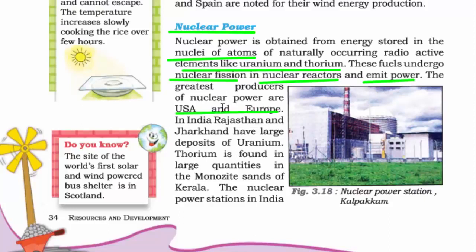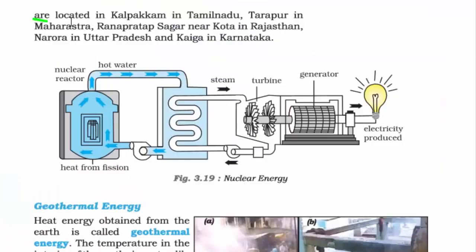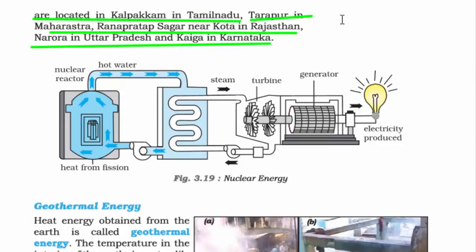Currently, USA and Europe are the largest producers of nuclear power. In India, Rajasthan and Jharkhand have large deposits of uranium, and thorium is found in large quantities in monazite sands of Kerala. Some of the nuclear plants in India are located in Kalpakam in Tamil Nadu, Tarapur in Maharashtra, Rana Pratap Sagar near Kota in Rajasthan, Narora in UP and Kaiga in Karnataka.